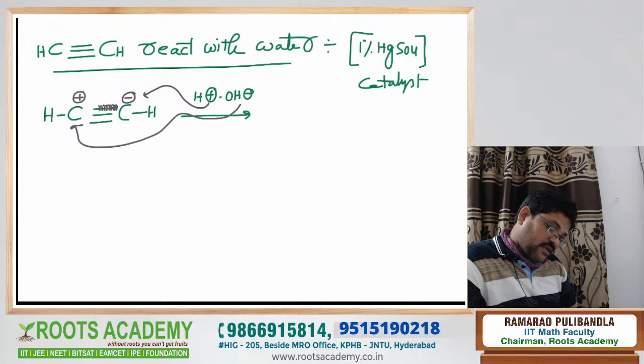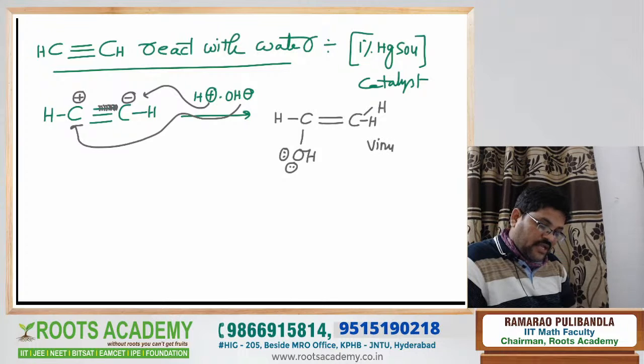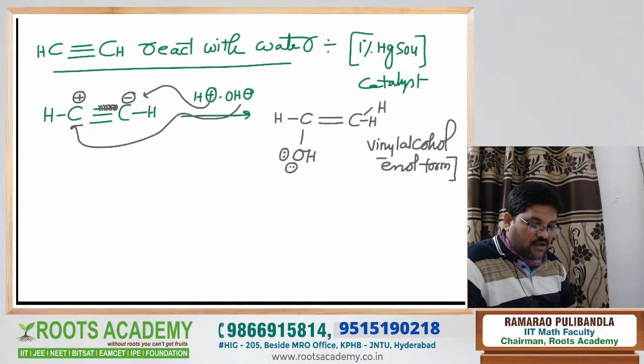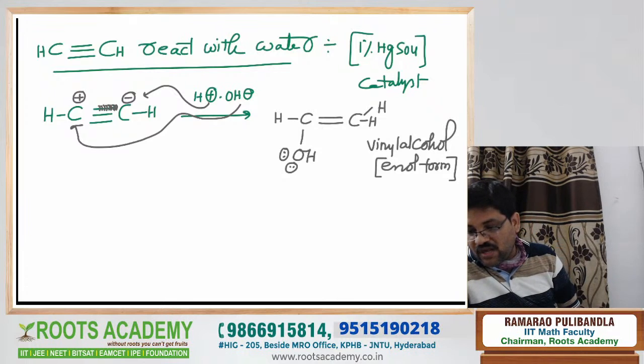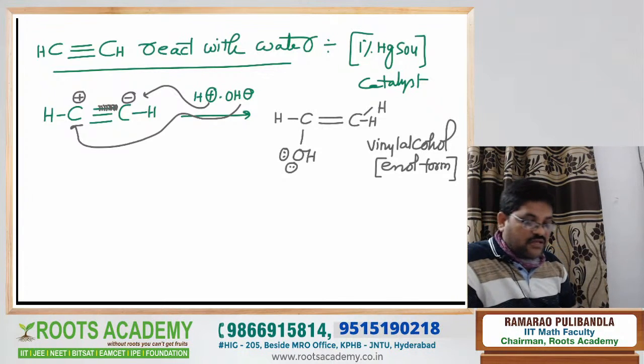Now what happens here? You get CH, OH. Oxygen has two lone pairs because it is in the sixth group, and you get a double bond, CH2. Now this is called vinyl alcohol. This vinyl alcohol is called the enol form. What is enol? En plus al. En means double bond, al means alcohol. That is called enol form.